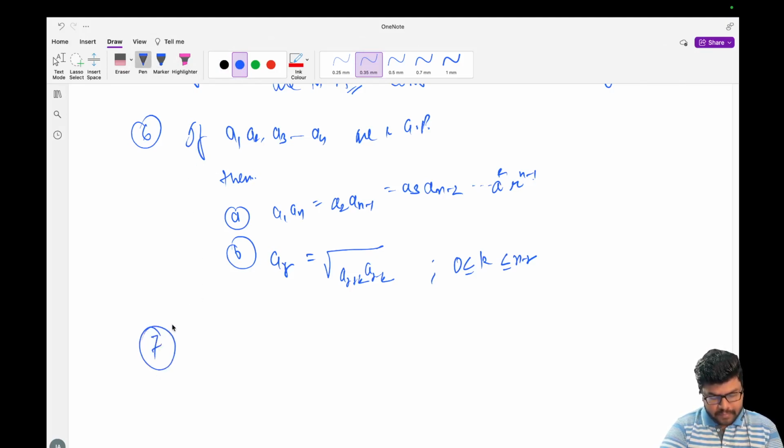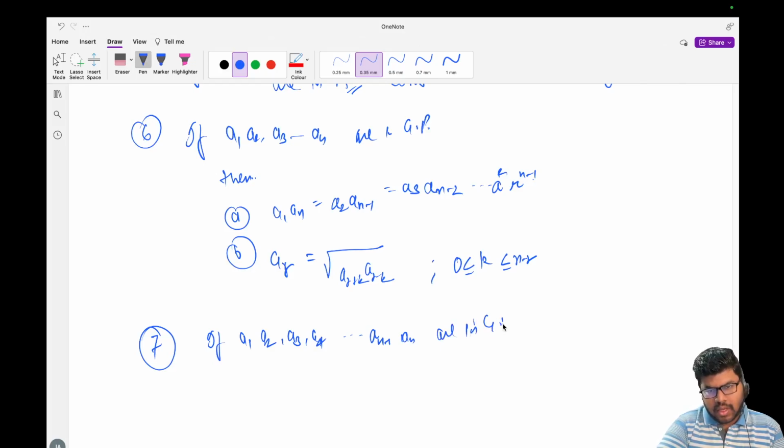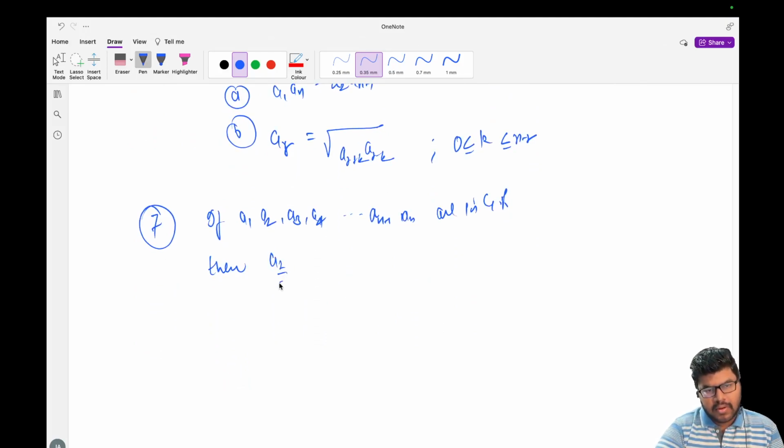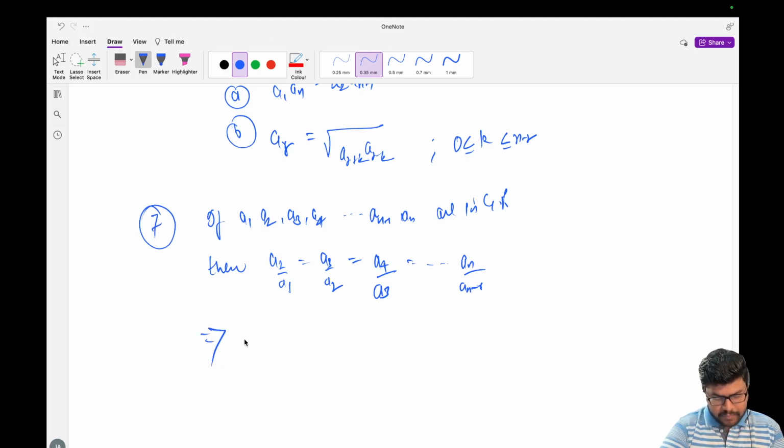So look, what does the seventh property say, children? If a1, a2, a3, a4, up to a(n-1), an are in GP, then a2 by a1 equals a3 by a2, the common ratio, equals a4 by a3, equals an upon a(n-1). So this implies a2 square is equal to a3 a1, and a3 square is equal to a2 a4, and so on.